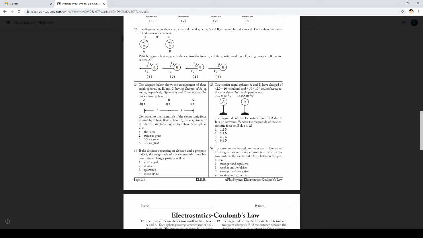Number 15. 2 similar metal spheres A and B have charges of +2 and +1 times 10 to the -6 coulombs respectively, as shown in the diagram. The magnitude of the electrostatic force on A due to B is 2.4 newtons. What is the magnitude of the electrostatic force on B due to A?